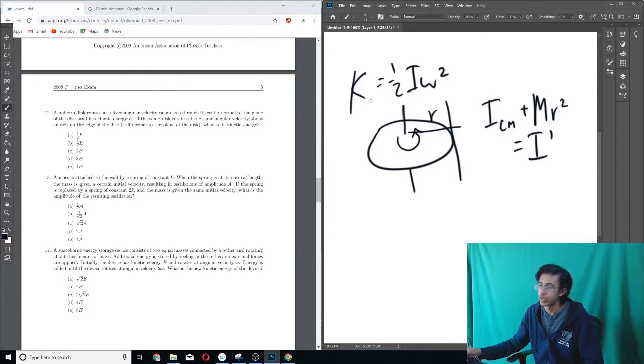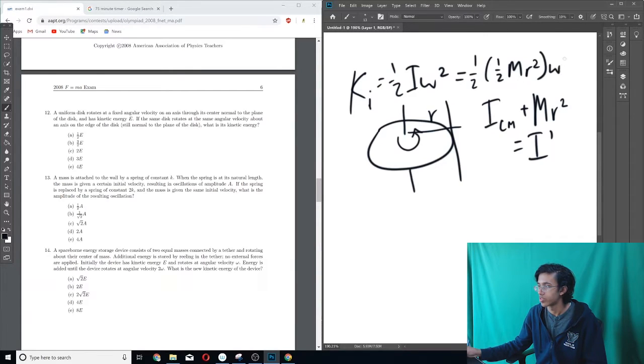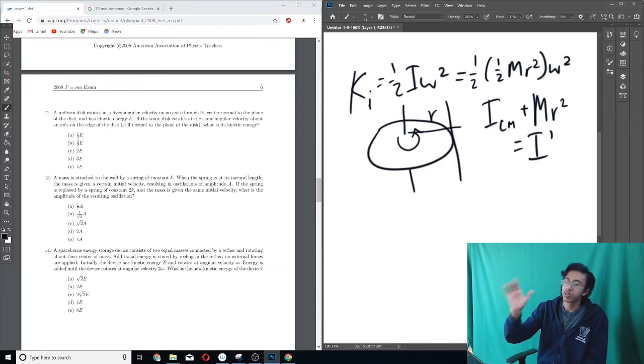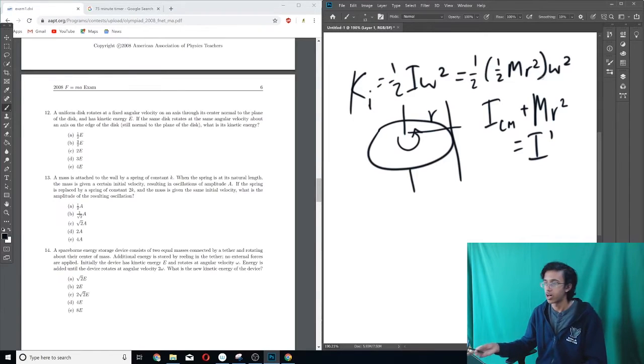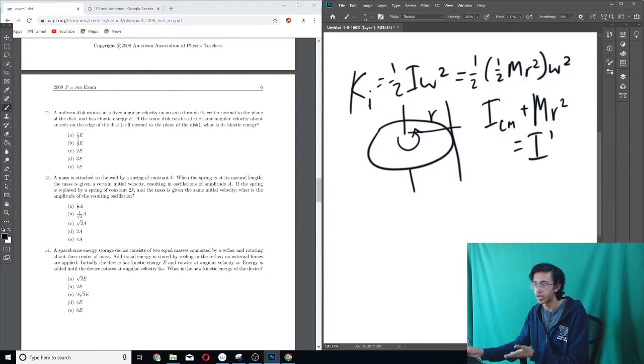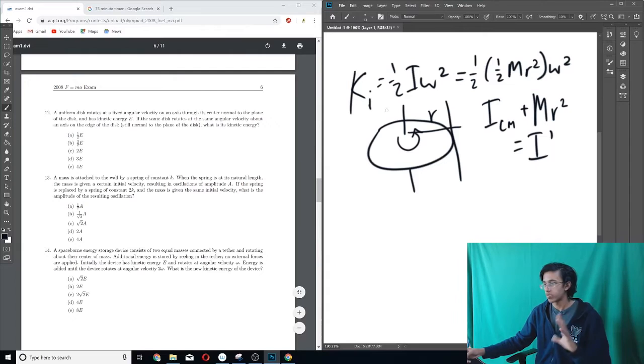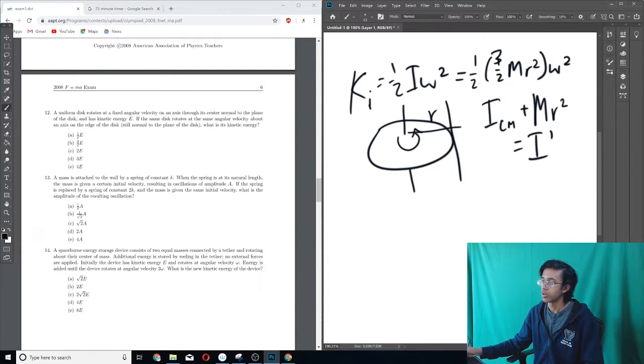So for the initial kinetic energy, the I for a uniform disk is just 1/2 mr squared. So we have 1/2 times 1/2 mr squared times omega squared, and this is just equal to E, because E is our initial kinetic energy. But to get our final kinetic energy, we have to replace our 1/2 mr squared with our I prime. So we just add mr squared to that, and we get 3/2 mr squared instead. So that's just 3 times our initial kinetic energy, which is D. Let me just explain that real quick. You have 3/2 over here, and to get from 1/2 to 3/2, you just multiply by 3. So yeah.